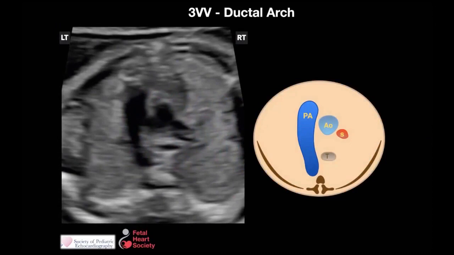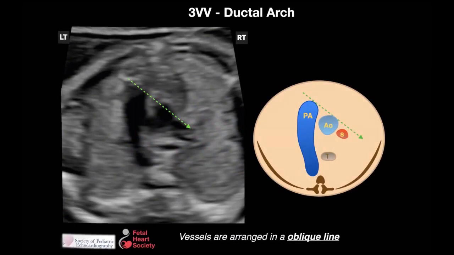These vessels should be oriented from left to right, anterior to posterior, with an oblique orientation. So largest to smallest, you have the PA, larger if not slightly equal to the aorta, and the SVC being the smallest.